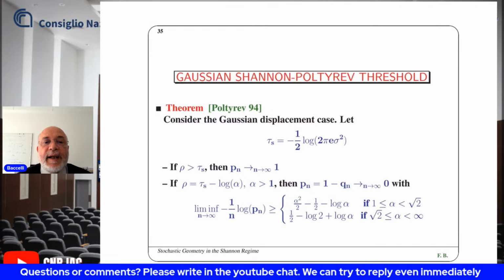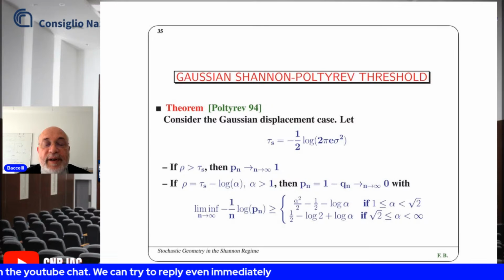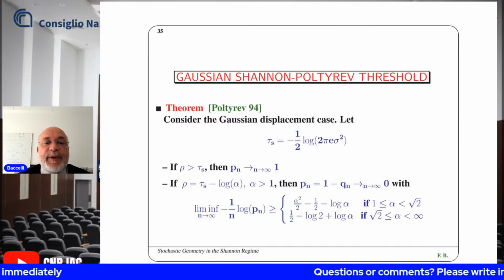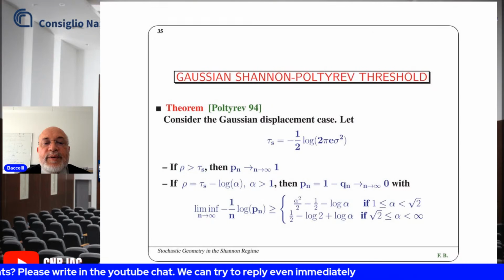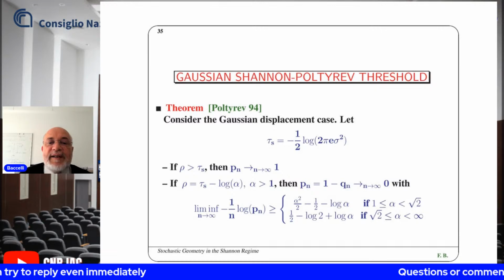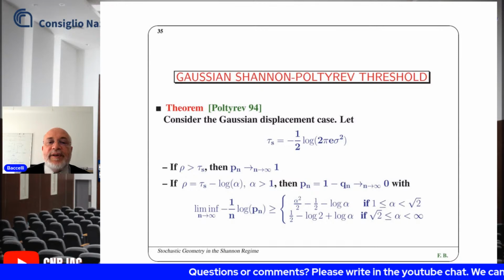The probability of error. One knows, in the same vein as what I did earlier, that the exponent was derived by Poltyrev. If you take alpha more than one, if you are log alpha below tau S, this P_n tends to zero, but one knows the exponent at which it goes to zero, and its expression is given here.